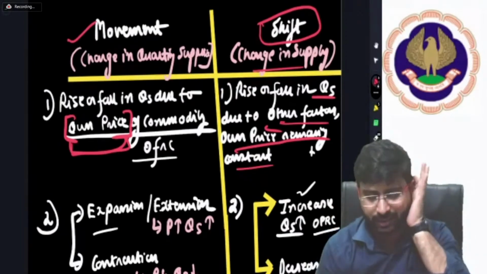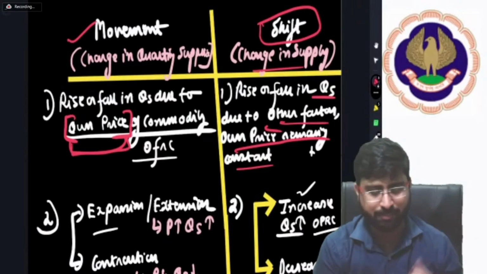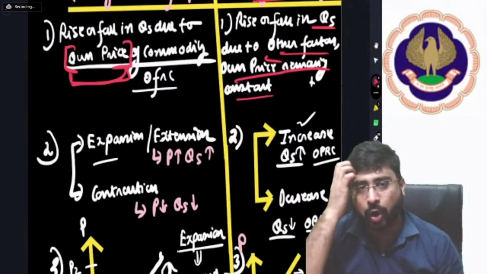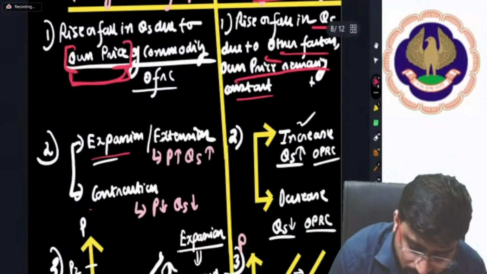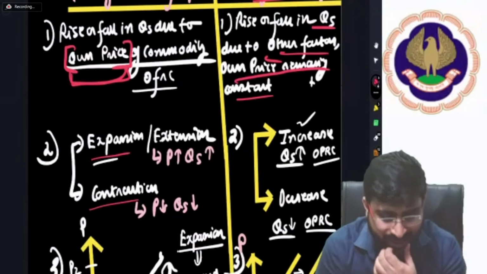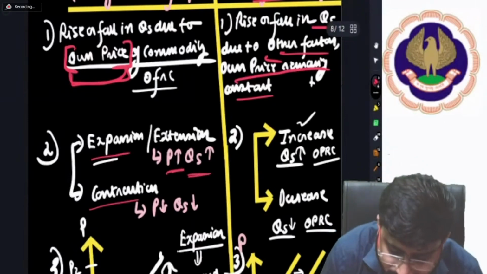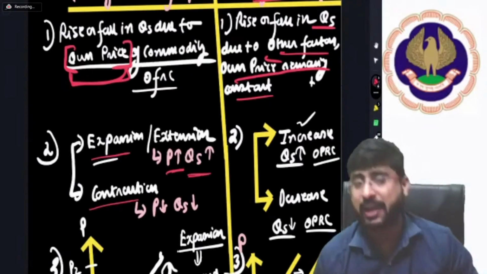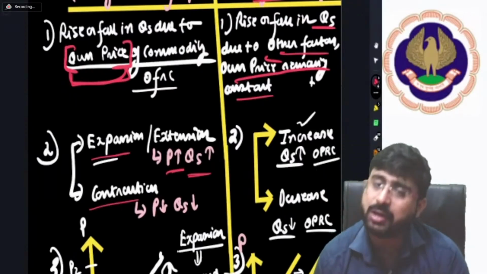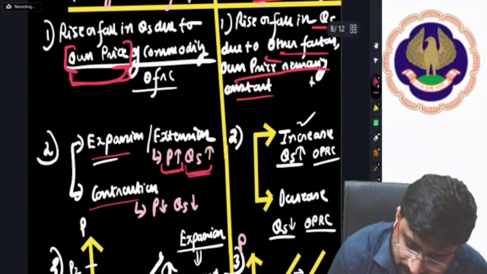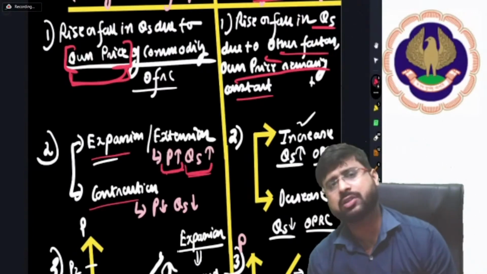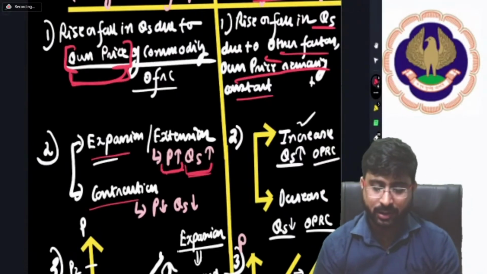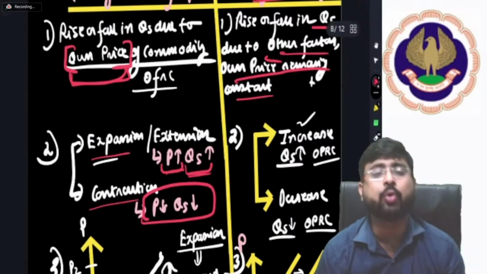Yes sir, clear. Now let's come back to the two types of movement. Remember, my dear friends, movement can be expansion or contraction. In expansion or extension, the rise in price leads to a rise in quantity supplied, or the fall in price leads to a fall in quantity supplied. And in contraction, that is what I talked about, fall.